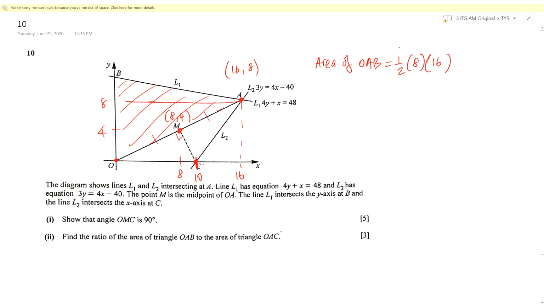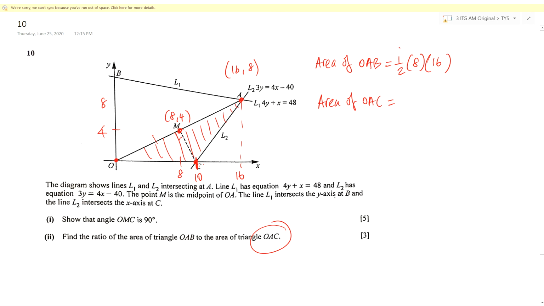Now, the next triangle, OAC. Can we use something similar, or do we still need to use shoelace? OAC. This time we want this area. What will you set as the base? OC. And OC has a value of 10. So half times 10. And what is the height? Perpendicular height over here. That is 8. Okay, so we don't need to use the shoelace method 2 times for this 3-mark question.